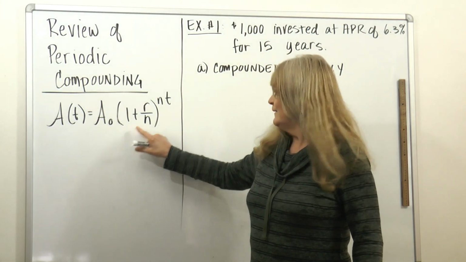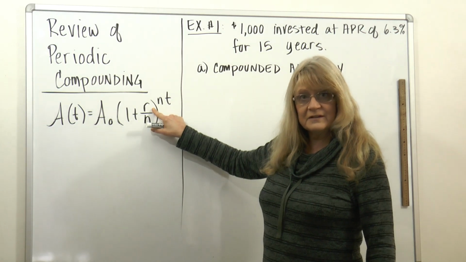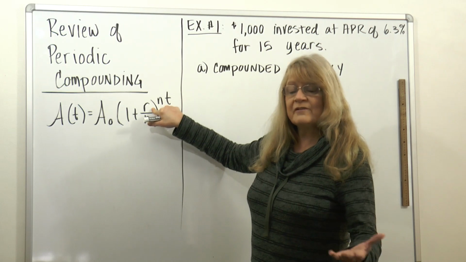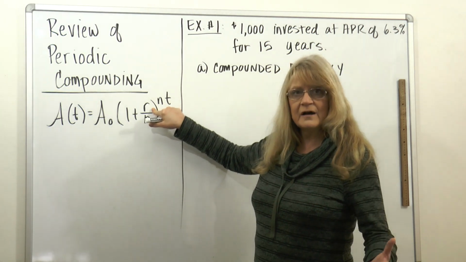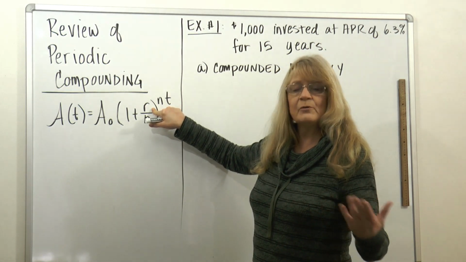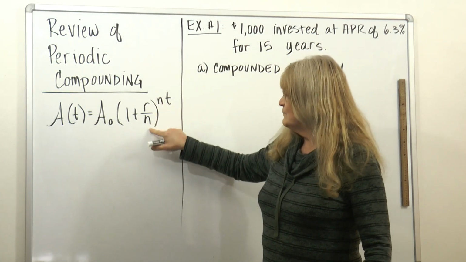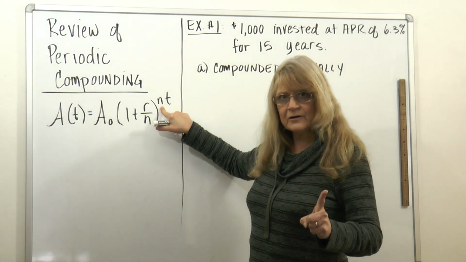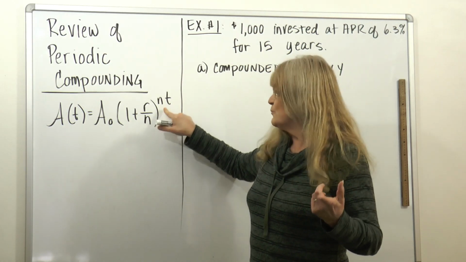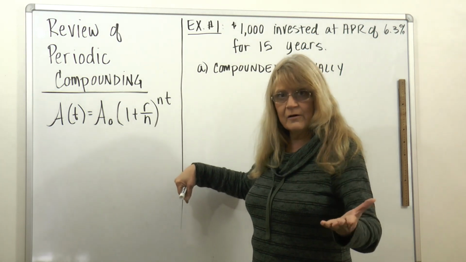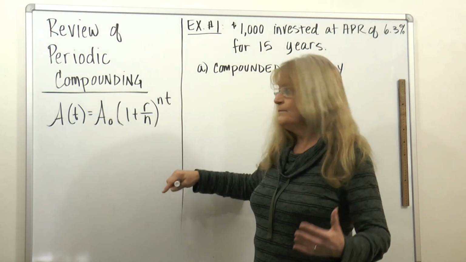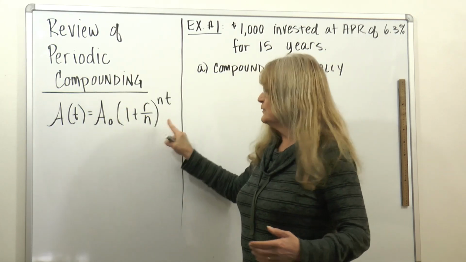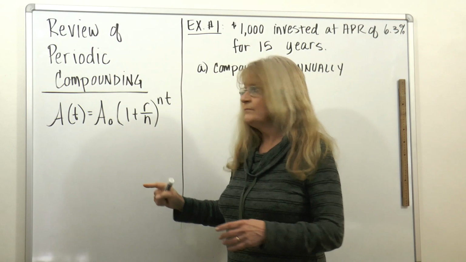R is the annual percentage rate, the APR, written as a decimal. So if you have, say, 7.5%, it's 0.075. If you have 10%, it's 0.1. N, both of these n's, is the number of times the compounding is done in 1 year. So if it's annually, n is 1. If it's monthly, n is 12. Weekly, it's 52, etc. T is the number of years. For periodic compounding, the time is always in years.